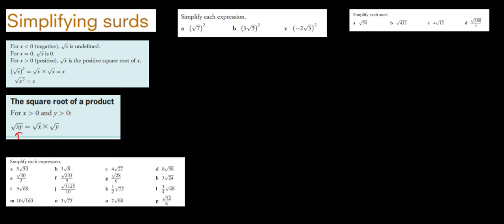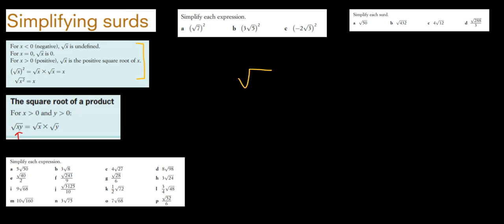This is the second video on Surds, and in this video we will be simplifying Surds. So in the first box here, we just refer to the number underneath the square root as positive.